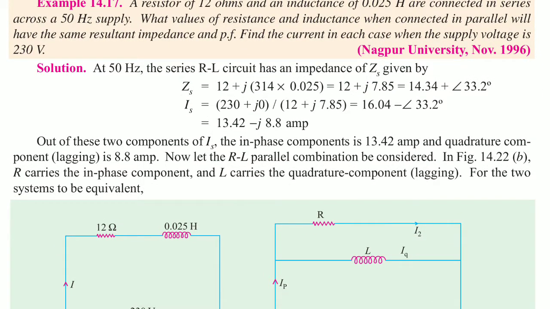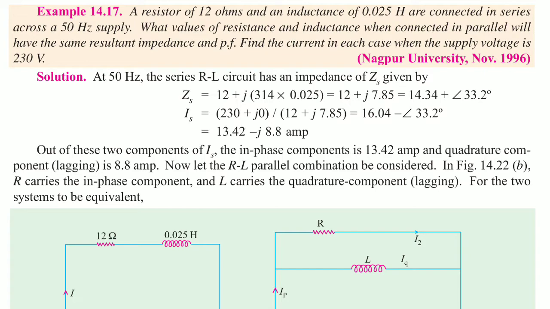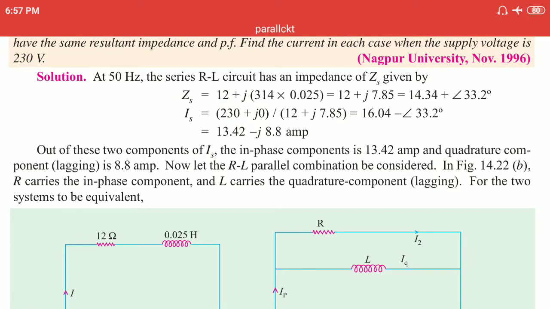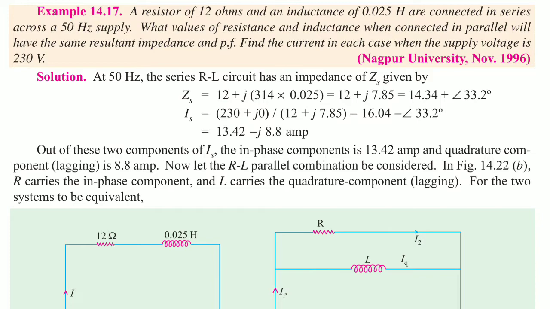How can it be found? Omega is equal to 2 pi f, so 2 pi f is 314. So 314 into 0.025 gives 12 plus j7.85. This is in rectangular form. Converting it into polar form, we get 14.34 angle 33.2 degrees.